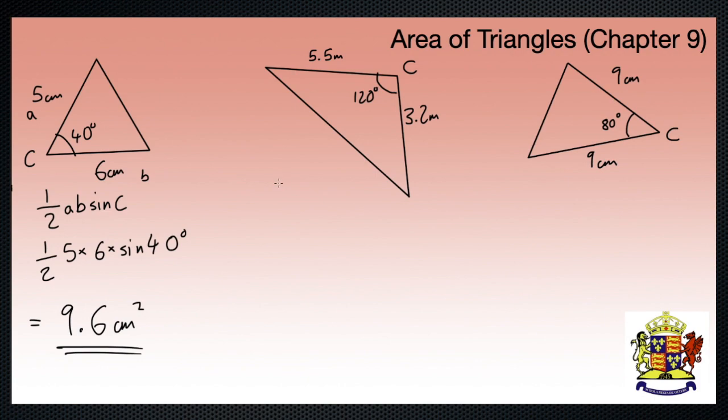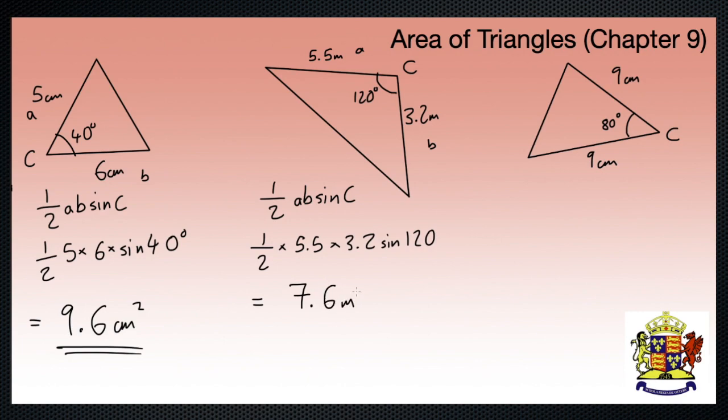Okay, the next one, start again with a half AB sine C. In this case, we could call 5.5 A, 3.2 B. We can go with a half times 5.5 times 3.2 times sine of 120. This gives me an answer of 7.6 metres squared.